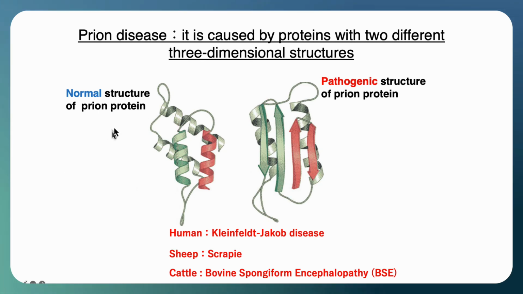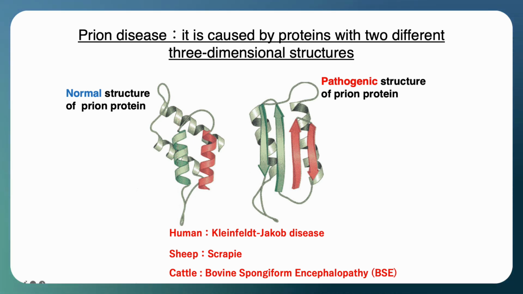There is an exceptional case where a single peptide can take an equally stable conformation, which is the prion protein. This is the three-dimensional structure of the normal, active prion protein. On the other hand, this is the three-dimensional structure of the pathogenic, inactive protein. Although these two structures are different, it is known that they are equally stable.